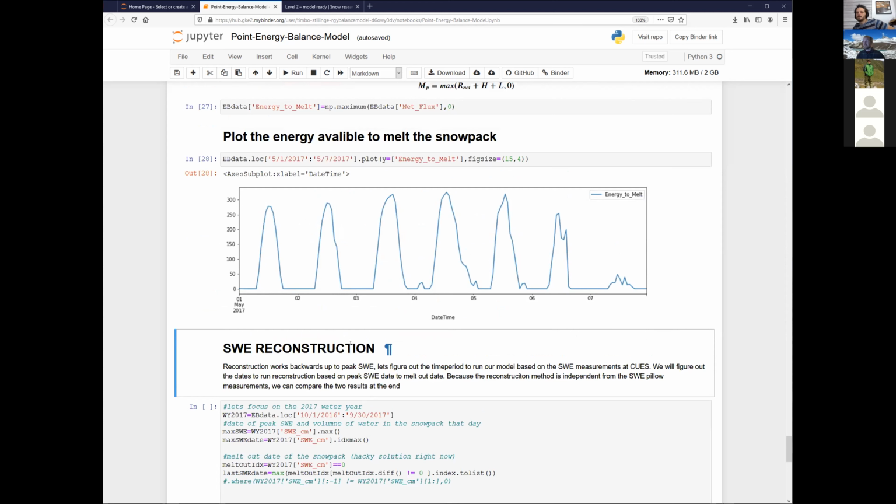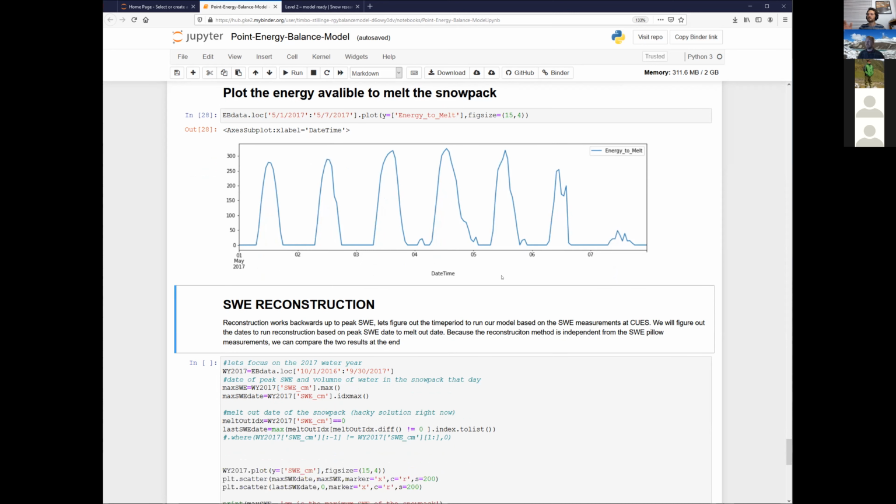And so how the reconstruction works is what we really wanted is this right here. This graph is the secret sauce for how we can drive a SWE reconstruction. From all these energy balance components, we now know at each hour of the day how much energy is going into that snowpack. We also know from the very beginning of the lab how much energy it takes to melt a kilogram of water from ice to water. And so with the SWE reconstruction, for each time step, we take how much energy went into the snowpack, and then knowing how much water we could have melted with that amount, we just keep adding it up backwards in time.